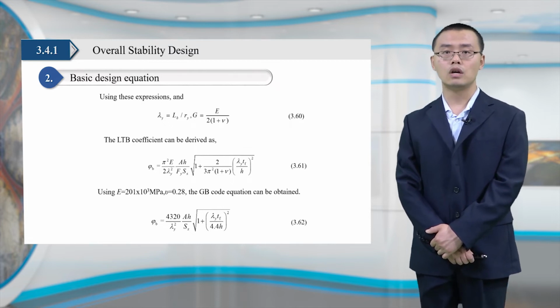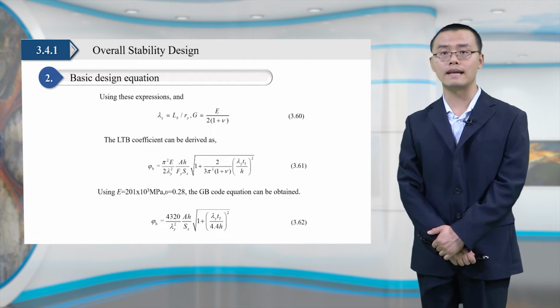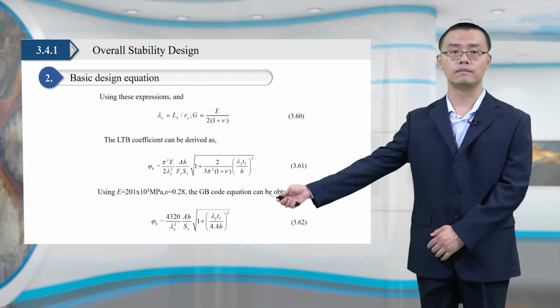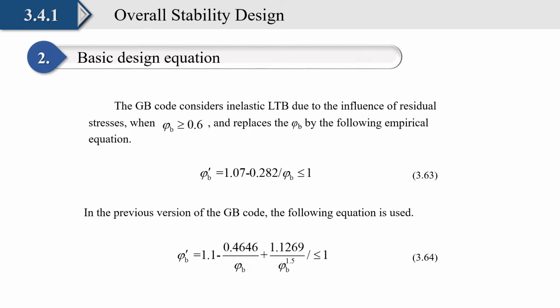Using E equals to 2.01 times 10 to the power 5 N/mm², mu equals to 0.28, the GB code equation can be obtained as the formula 3.62. The GB code considers inelastic LTB due to the influence of the residual stresses. When phi B is larger than 0.6, replace phi B by the following empirical equation 3.63. In the previous version of the GB code, the following equation 3.64 is used.